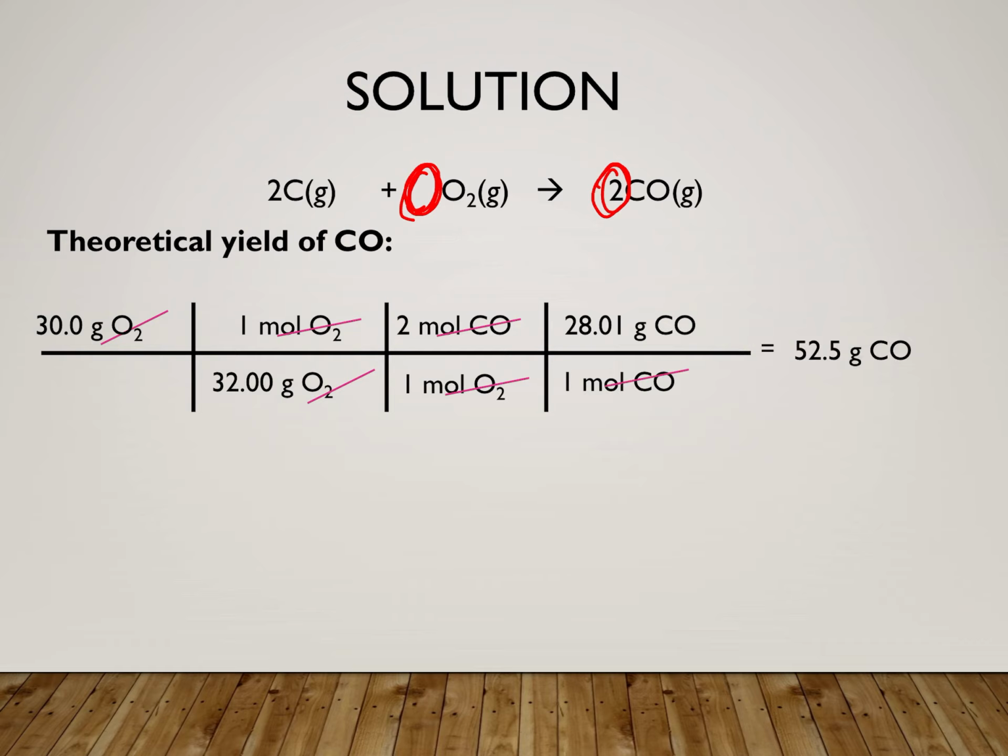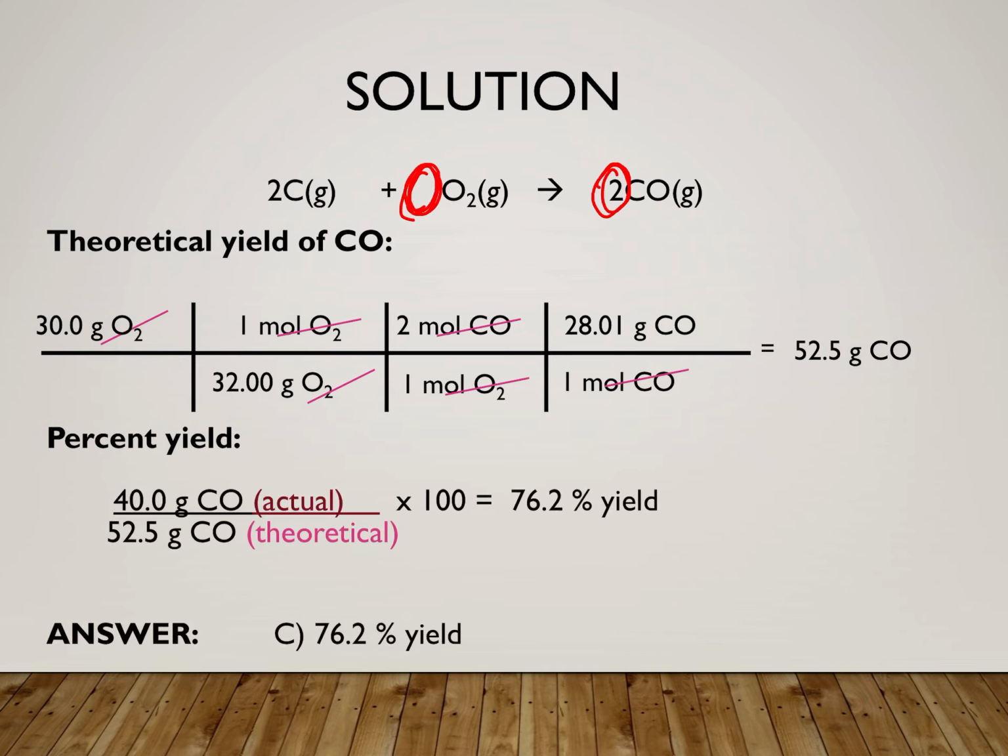Remember, pay attention to significant figures. So our theoretical yield is 52.5 grams of carbon monoxide. So if everything went perfect in this experiment, we would get 52.5 grams of carbon monoxide. However, things happen, right? And we didn't. We actually only got 40 grams of carbon monoxide, and that was given to us in the problem. So that 40 grams will go on the top, the 52.5 grams of carbon monoxide will go on the bottom, and we multiply that by 100, and we will get 76.2% yield.